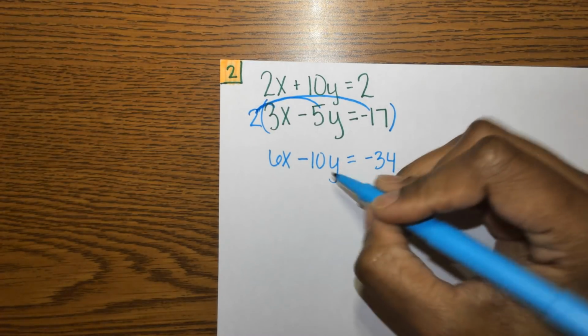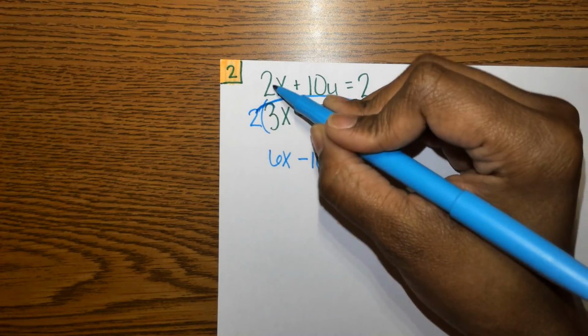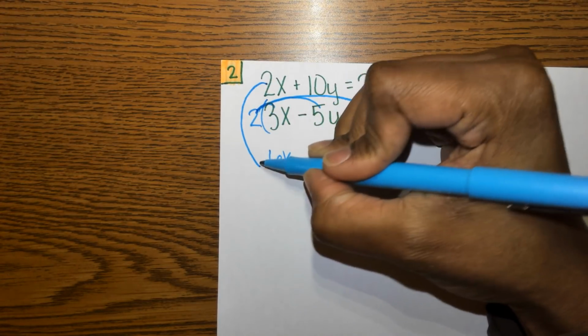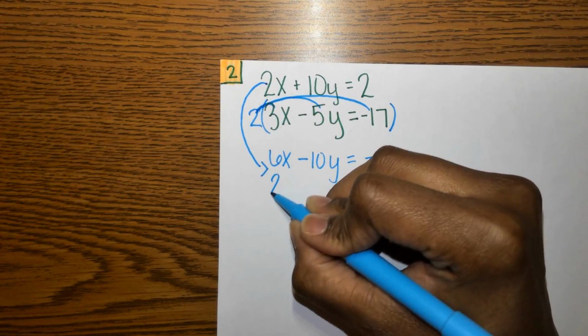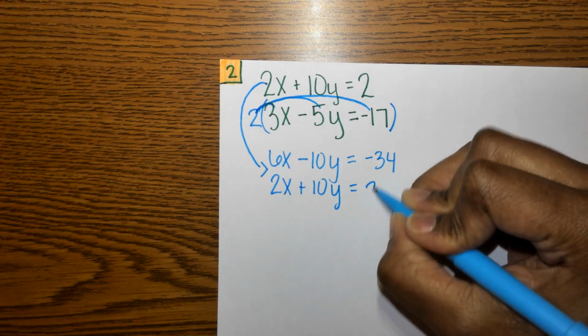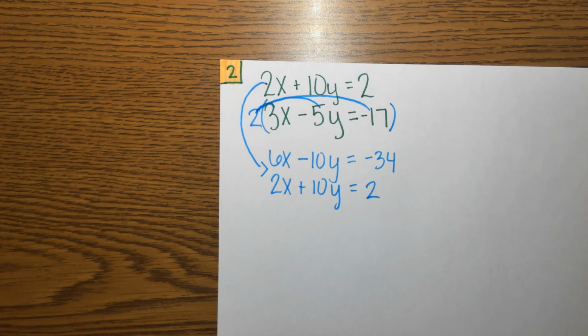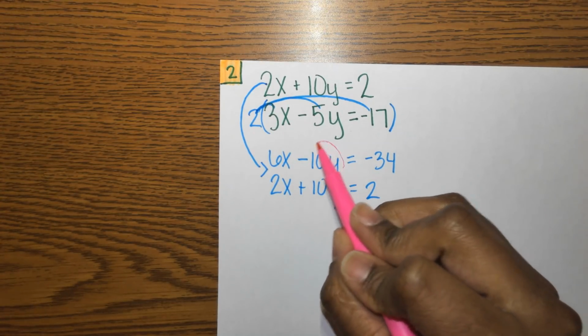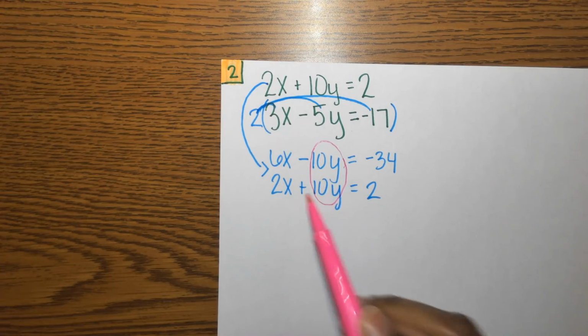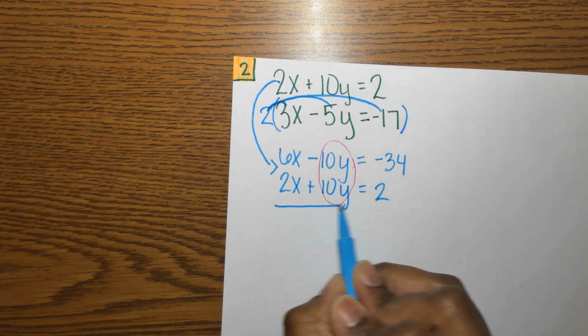So now I've got this as my equation. So I'm going to just rewrite this one. I'm just going to bring this equation down and rewrite it, where I had 2x plus 10y equals 2. Now I've got my zero pairs here. I've got my zero pairs, plus and minus 10y, so I can solve this now.